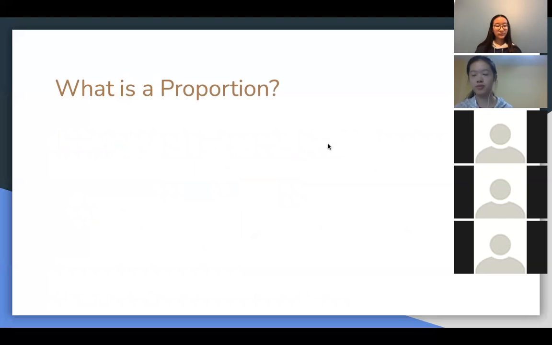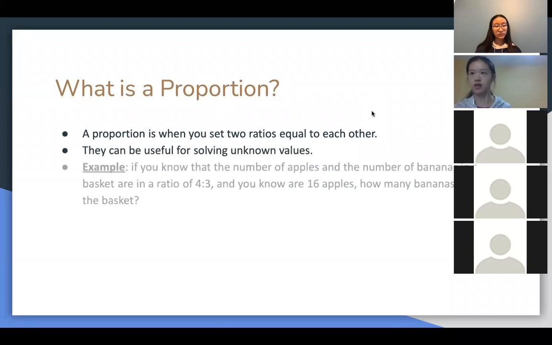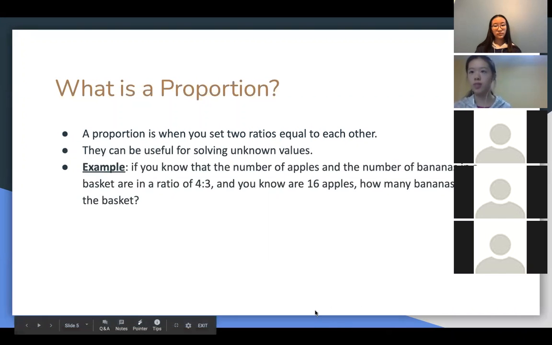So now we're going to move on to proportions. A proportion is when you set two ratios equal to each other, and you can use this to solve for an unknown value if you know the ratio between them. So for example, if you know the number of apples and the number of bananas in a basket are in a ratio of 4:3, and you know you have 16 apples, how many bananas are in the basket? And you can type your answer in the chat.